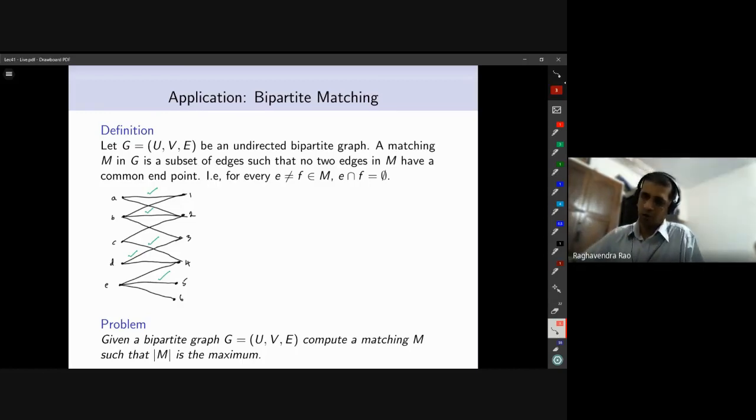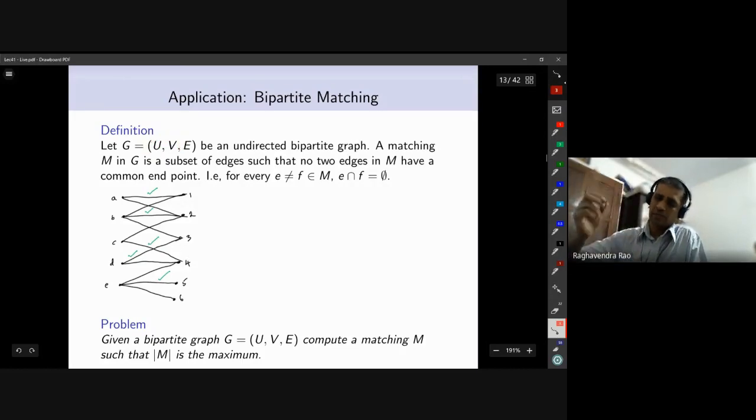I hope all of you have heard of the matching problem. I'll just define it for you once again, but for bipartite graphs here. Okay. So let's say we have a bipartite graph. So there are two parts, U and V, which make up the vertex set. That is, U union V is the vertex set. E is an edge set. So each edge should be such that one endpoint is in U and the other endpoint is in V.